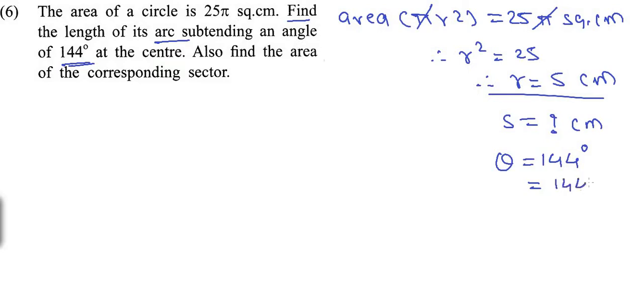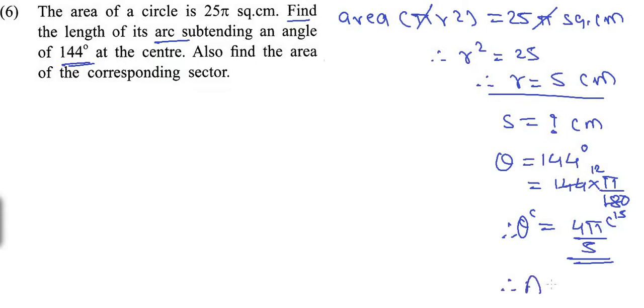So 144 into pi by 180. So we can divide it by 12. 12 12s are 144 and 12 15s are 180. Further we can divide it by 3. 3 4s are 12 and 3 5s are 15. So it is 4 pi by 5 radian, theta, the angle in terms of radians. Also find the area of the corresponding sector. Okay, so we need to find the area also.